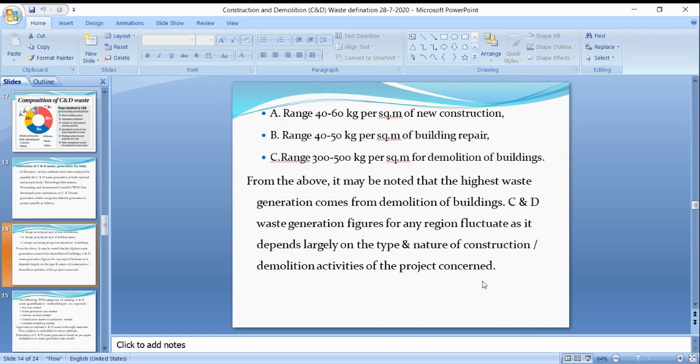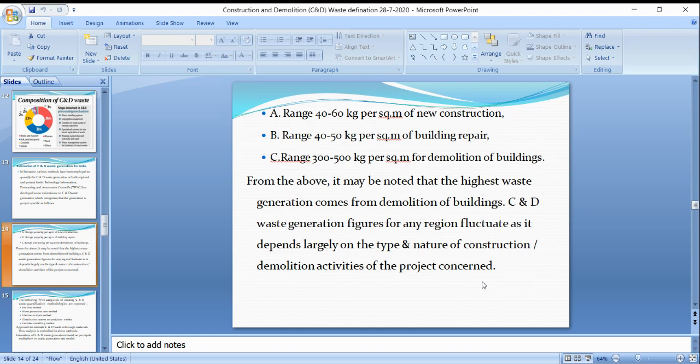And 300 to 500 kg per meter square for demolition of buildings. So if you demolish or break any building, then how much waste are we getting per meter square? 300 to 500. So that much waste is generated per meter square. From the above, it may be noted that the highest waste generation comes from the demolition of buildings.